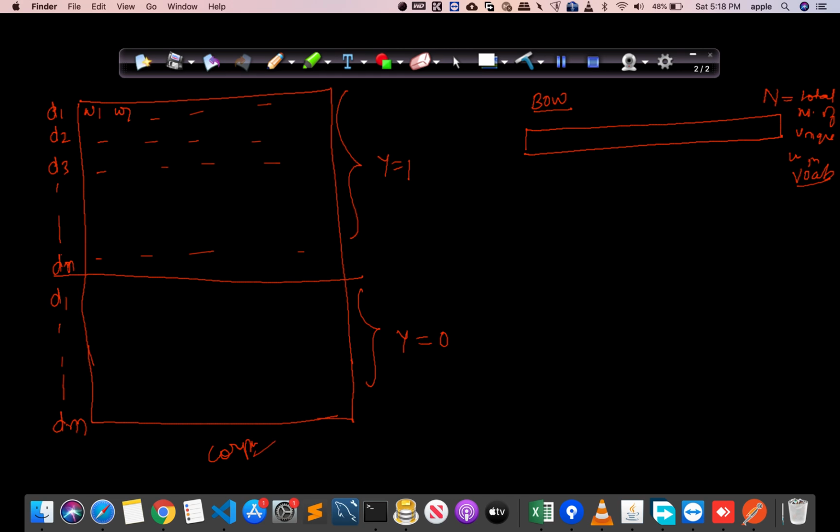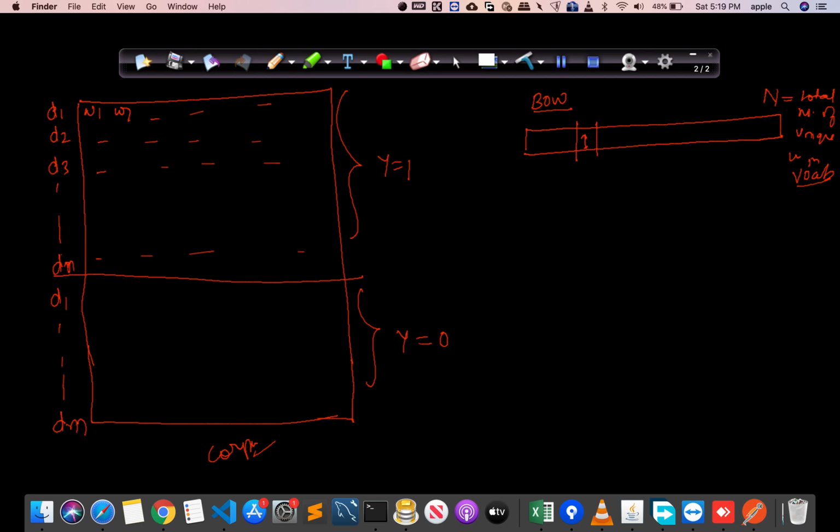Now, if that word is present in this particular document, then we will have a 1 at that particular index, and if it is not present, we will have 0. Simple. So, what is the index of that word? Every word will be assigned an index, and at that particular index, a value will be allotted. It can be 1 or it can be the number of times that word has occurred in that particular document.